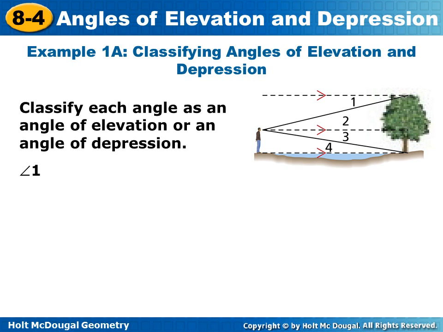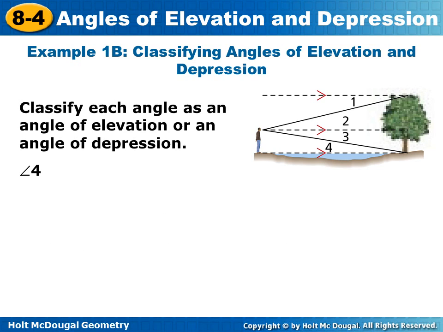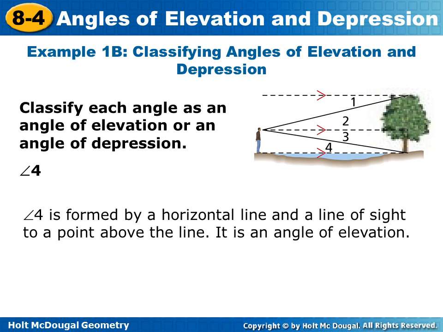We'll be using angles of elevation and depression to solve word problems with trigonometry. We want to classify the angle as an angle of elevation or an angle of depression. Angle 1 is formed by a horizontal line and a line of sight to a point below the line, so it's an angle of depression. Angle 4 is formed by a horizontal line and a line of sight to a point above the line. It's an angle of elevation.